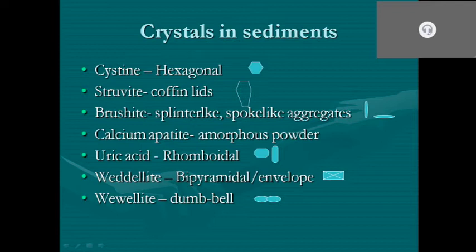Uric acid will be rhomboid shape. Whewellite will be bipyramidal or envelope, and weddellite will be dumbbell shape.